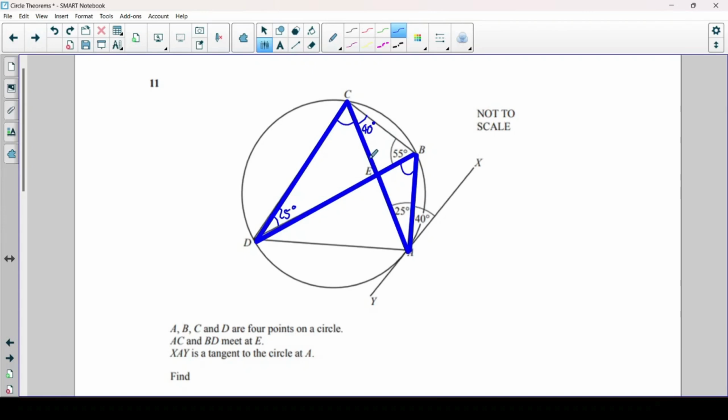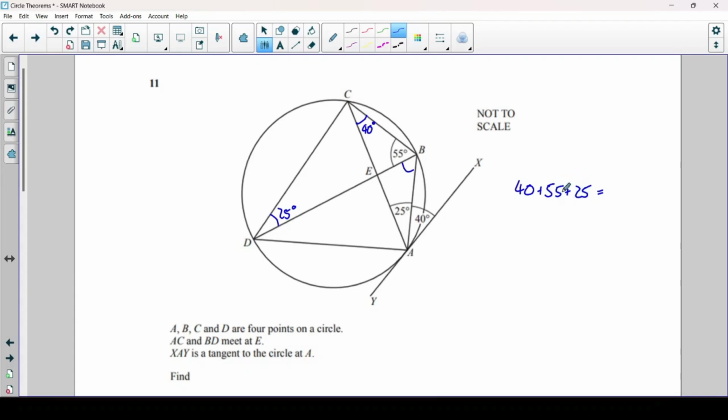There might be a quick way to do this one, but I can't immediately spot it. So let's work out what this angle here is, and to do that I'm using this triangle here. All three of these angles have got to add up to 180. Okay, 40, add 25, add 55, and then we've got the missing bit of that angle there. So let's add those all up and subtract from 180. So 40 plus 55 plus 25.